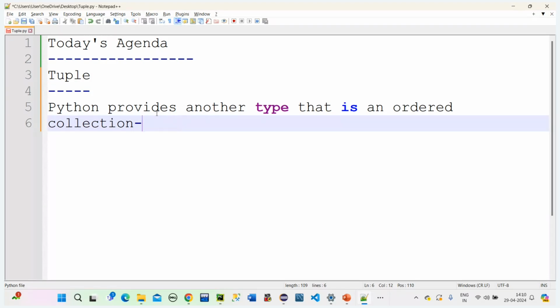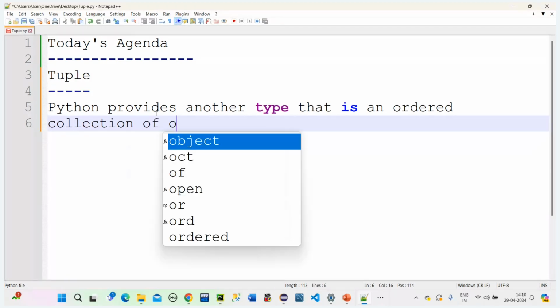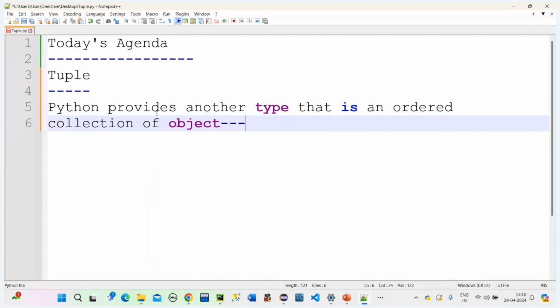An ordered collection of objects. This type is called a tuple. Another one we have seen is the list. A list is also ordered, right? Why am I saying it is ordered? I will show you.